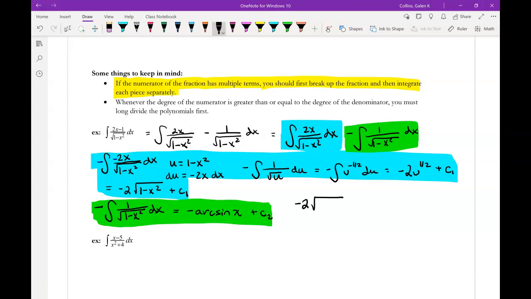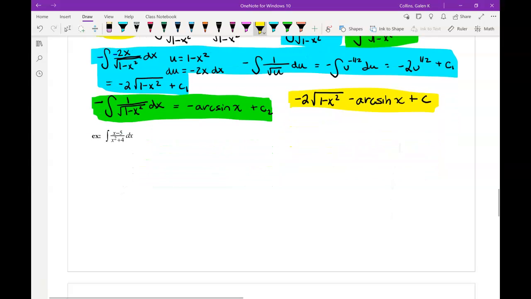So now, if I combine those two pieces, my final answer is negative 2 times the square root of 1 minus x squared. I'm not going to say plus C sub 1 there, but then I'm going to subtract arcsine of x and then just a plus C at the end. And that is our final antiderivative. And if this were a free response, I'd want to make sure to go back and put in the equal sign afterwards.